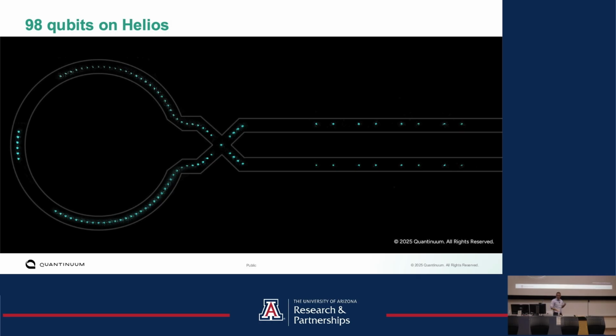Okay, so here's a picture of 98 qubits in our Helios machine. If you ever had a science teacher tell you can never see an atom, these are atoms. So there's 98 of them. Don't count them, but I promise they're all there. I did count them at one point.